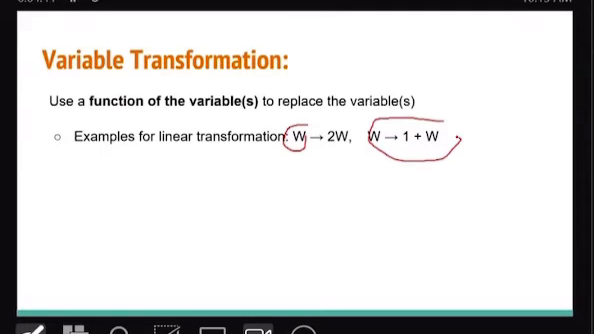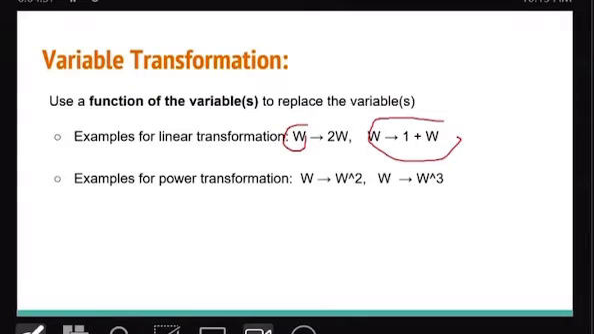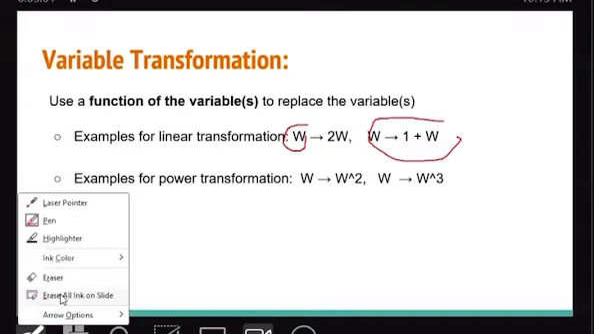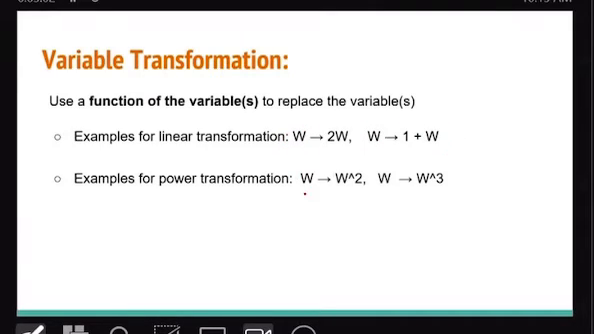And let me tell you this. This is the simplest transformation ever, and this may not work. Because of that, we're going to consider another type of transformation, which is what we call power. Take a look at this. Initially, the W that I specified in my model was problematic, and I decided to square that.